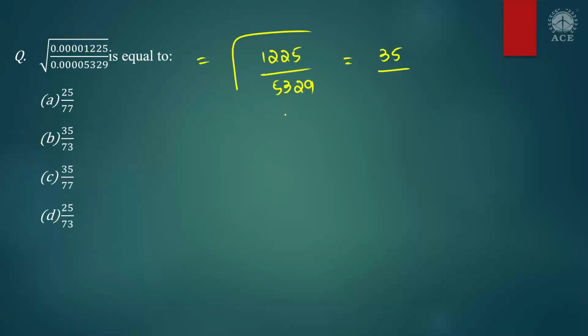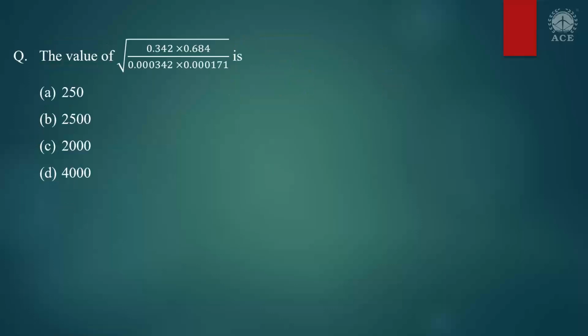75 square. 70 square is 4900. 75 square is 5625. So it's definitely 73 only. Yeah, option B. We should find square root of 5329, square root of 1225. Both. Okay, then you got 35 by 73. Clear? Yeah, excellent, Soumya, Vamshi, Praveen, Sairam, and many more.